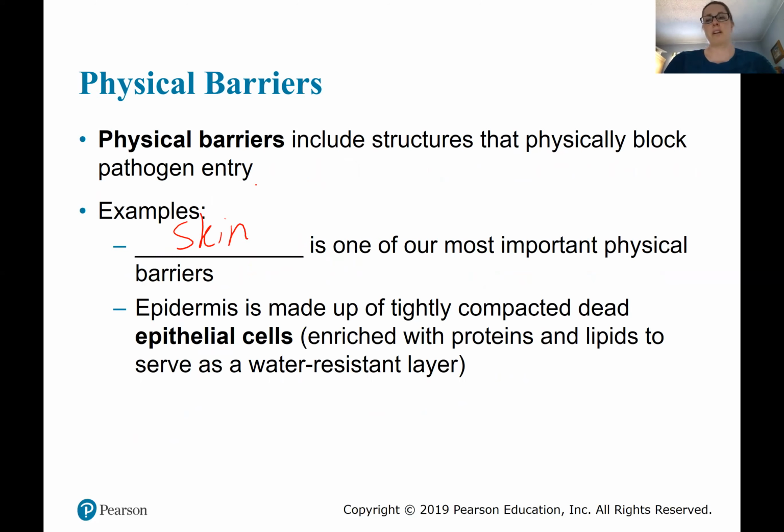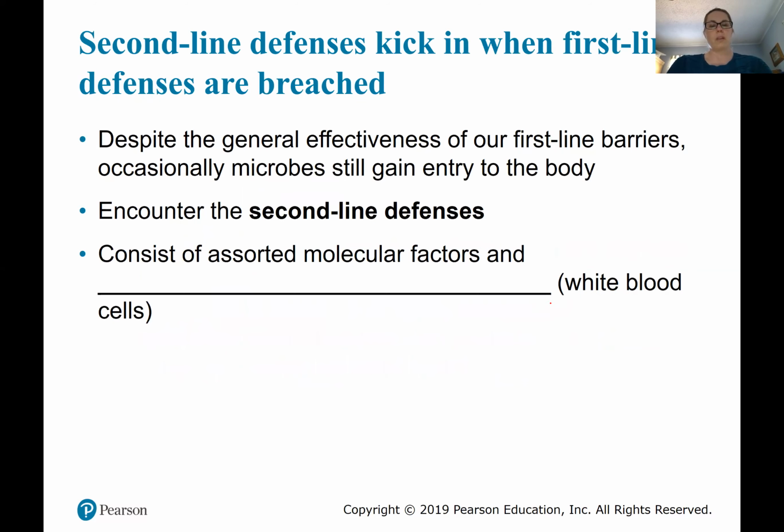And then the physical barriers. Skin is our most important physical barrier. Burn patients are very, very susceptible to infection because they don't have that first line of defense, that physical barrier protecting them. Also, the top layer of the skin is dead epithelial cells, and every time you move, you shed dead skin cells. Those skin cells take bacteria and other pathogens away with them when they fall off. So that was the first line of defense, which prevents pathogen entry.